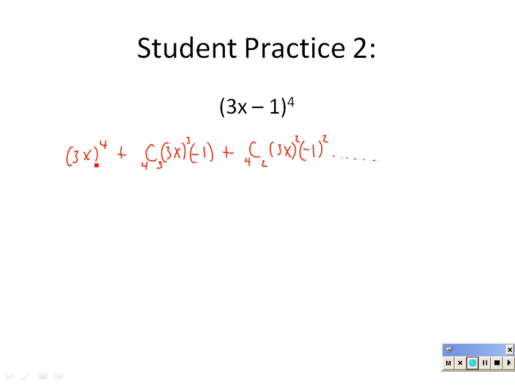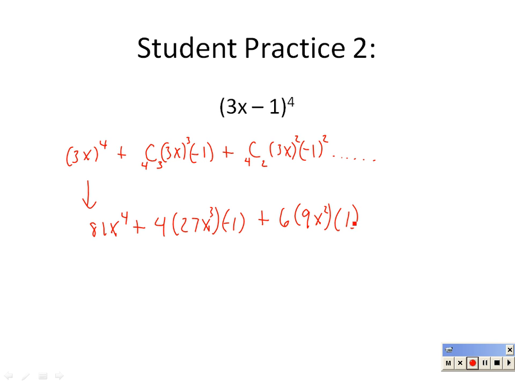So 3x to the fourth power, don't forget to apply the fourth power to the 3 also, you get 81x to the fourth. A combination of 4 and 3 is 4. 3x to the third is going to be 27x to the third. And then we have our negative 1 still hanging out there. A combination of 4 and 2 will be 6. 3x squared is 9x squared. And then negative 1 squared becomes a positive 1. Negative 1 to the second power will be positive 1. Now we just have to do our multiplication and we're all done.